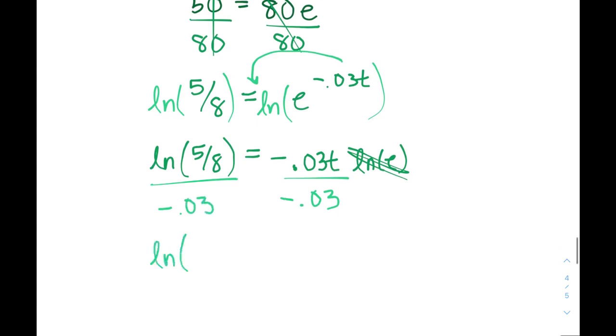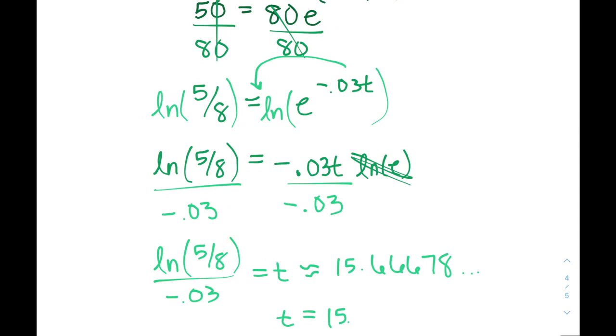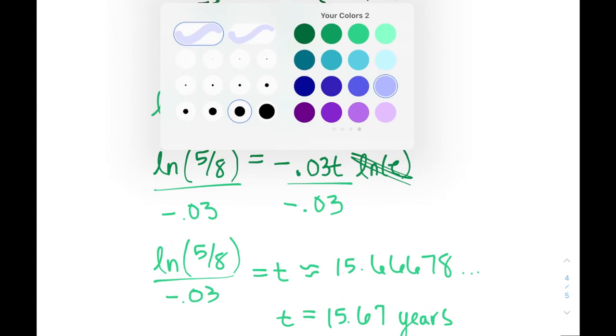Into my calculator I type natural log of 5 divided by 8 over negative 0.03, and that will give me t, which let's see what that is. Natural log 5 divided by 8, close parentheses, divided by negative 0.03. I got 15.66678 years. We'll round to, I don't know, the nearest hundredth, we'll say. So the time is 15.67 years. And we're done.